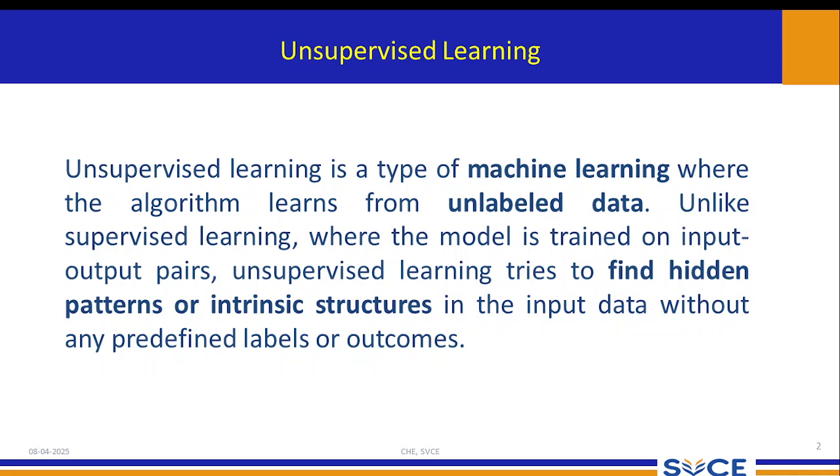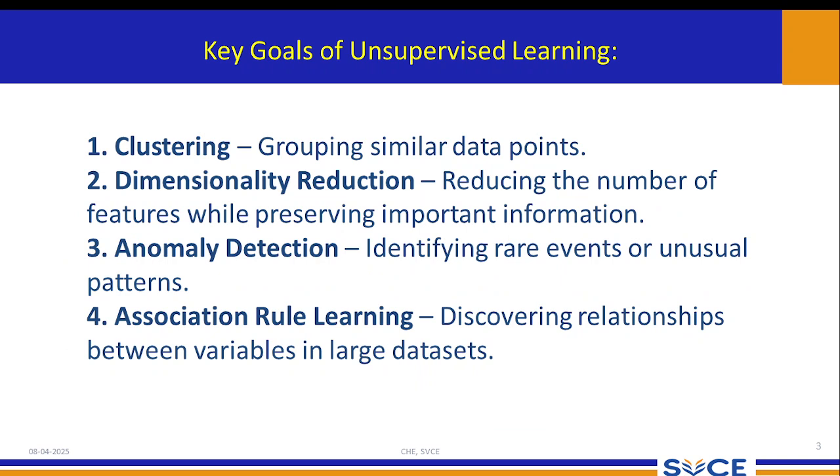So, meaning to say, in supervised learning, we will have a correlation between the input and output variable, and we have pairs, whereas in unsupervised learning we don't have that pattern. So unsupervised learning tries to find the hidden patterns or intrinsic structures in the input data without any predefined labels or outcomes. Coming to the key goals of unsupervised learning, there are four different types.